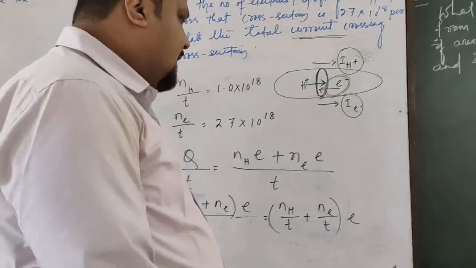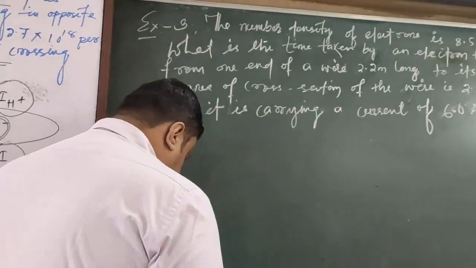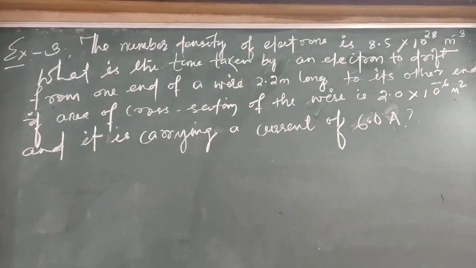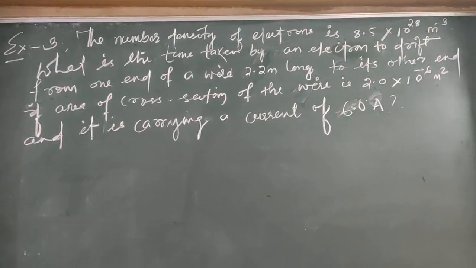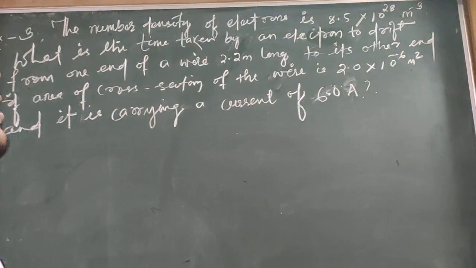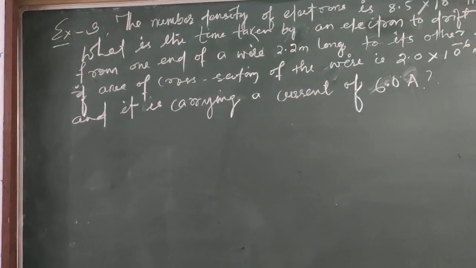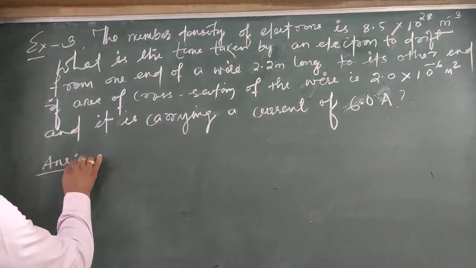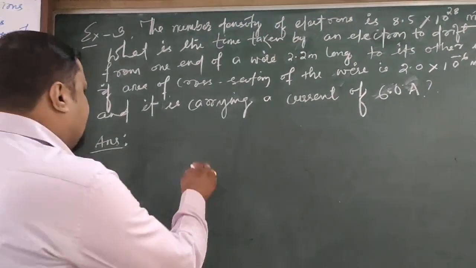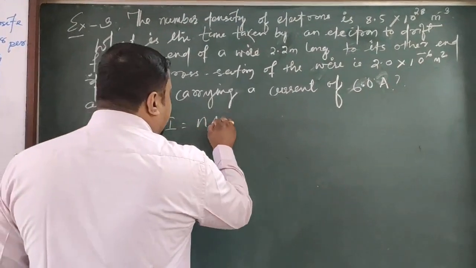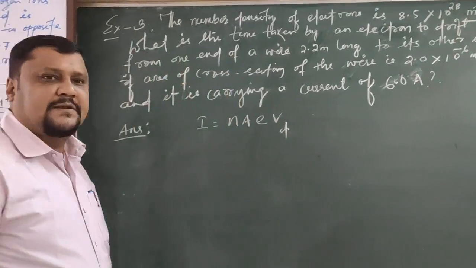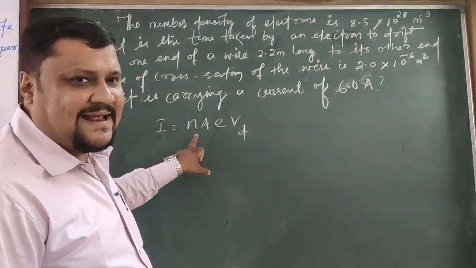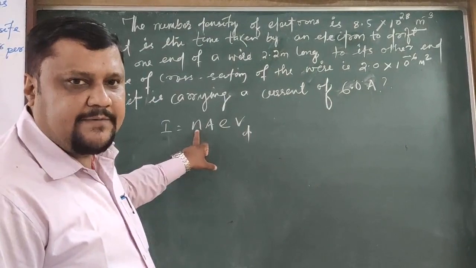Then next comes question number 3. Read the question. The number density of electrons is 8.5 into 10 to the power 28 per meter cube. This is given, right? Whenever the number density of electrons is given, always remember it when using the drift velocity formula. The current in the conductor, I, is equal to n A e v d, that is the formula for drift velocity and current. Here n is the concentration of electrons, the number of electrons per unit volume.